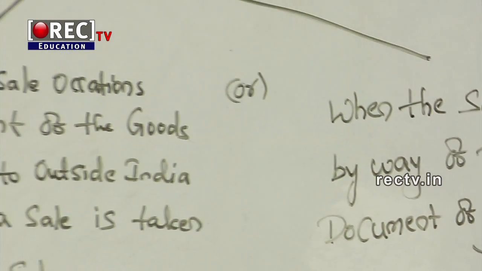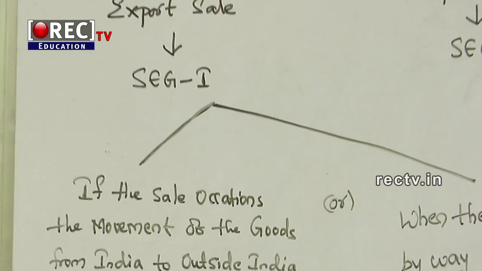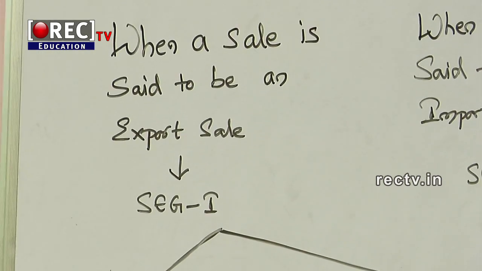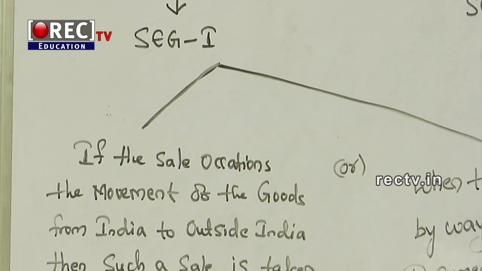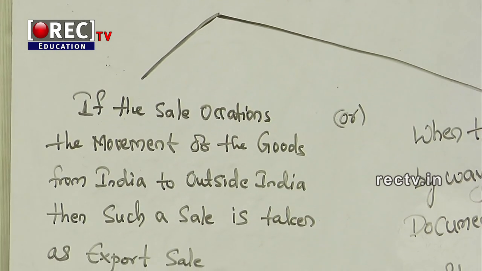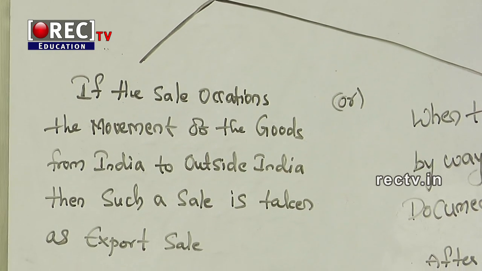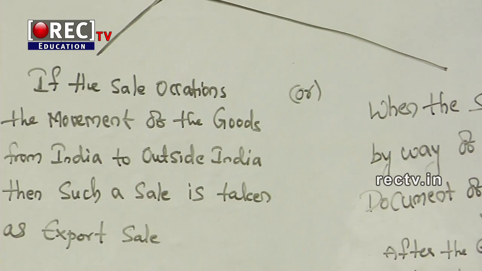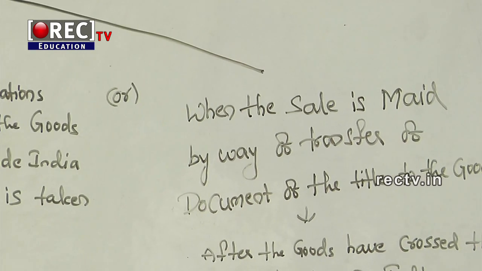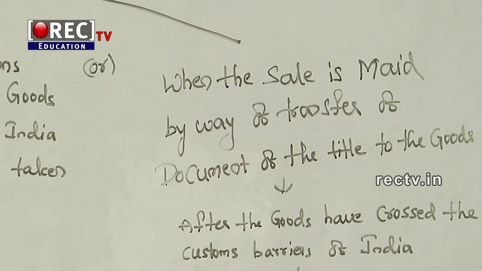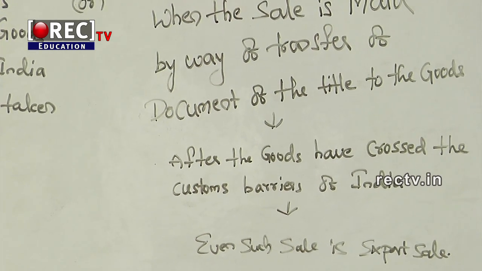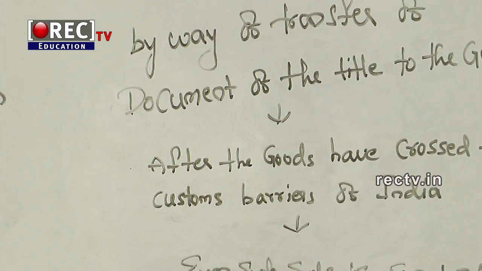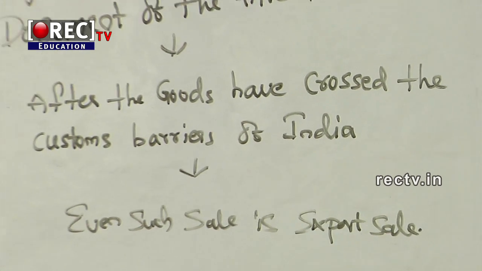So what is export sale? Export sale has two meanings. If the sale occasions the movement of the goods from India to outside India, then such sale is taken as an export sale. Or when the sale is made by way of transfer of a document of title to the goods after the goods have crossed the customs barrier of India, even such sale is treated as export sale.